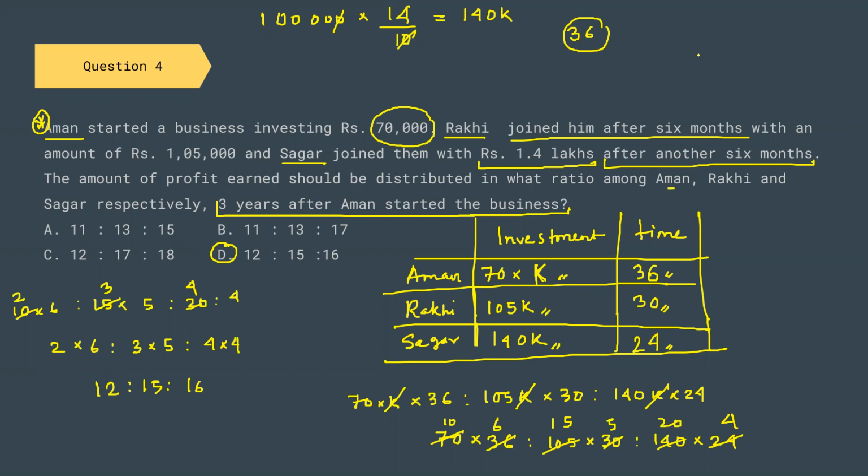What did we learn? The ratio of the profit is dependent upon the amount that one is investing multiplied by the amount of time for which one has invested the money. These are the two factors that are going to decide the amount of final profit that a person is going to earn from the business.